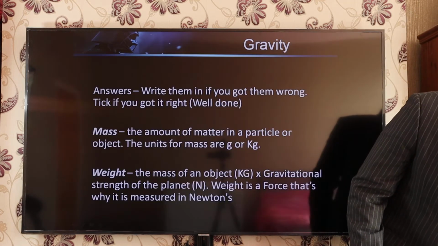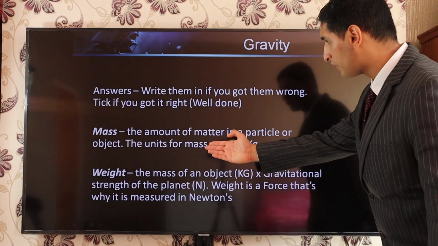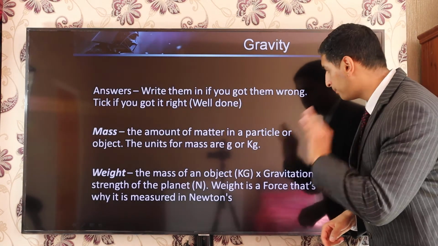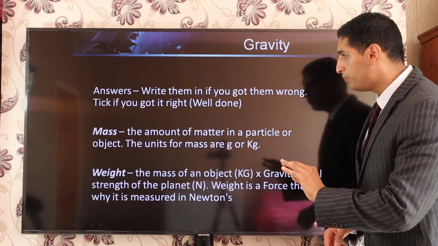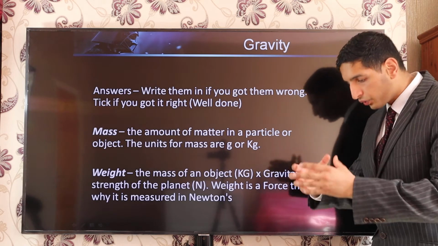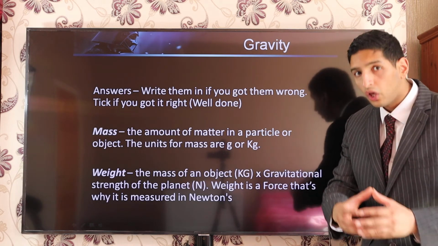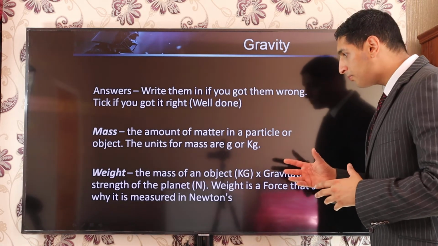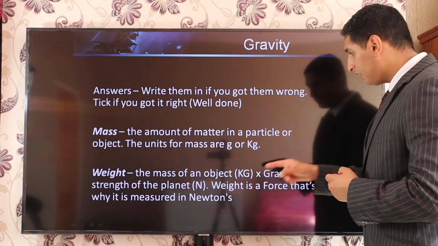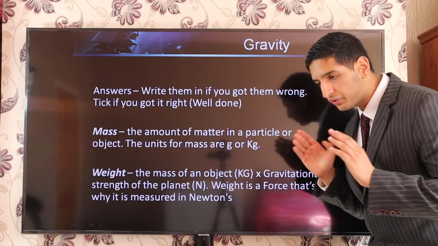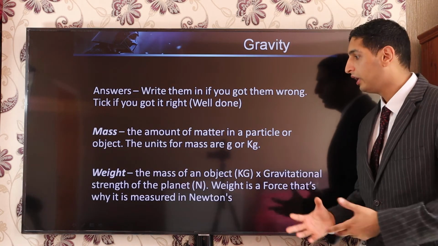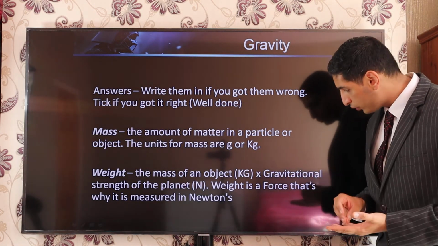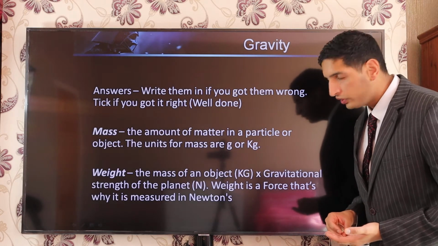The difference is mass is the amount of matter in a particle or an object. The unit for mass is grams or kilograms. On the other hand, weight is the mass of an object in kilograms times by the gravitational field strength of that planet. Weight is a force, that's why it is measured in newtons.